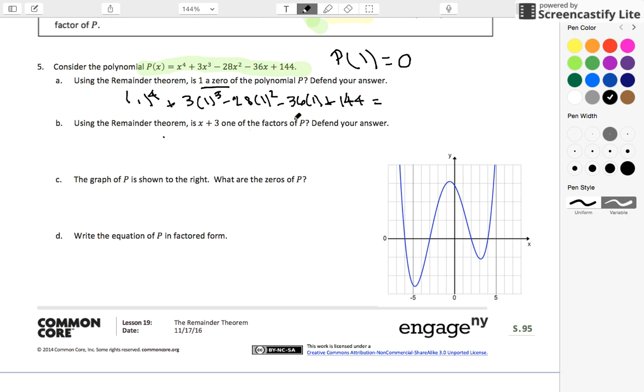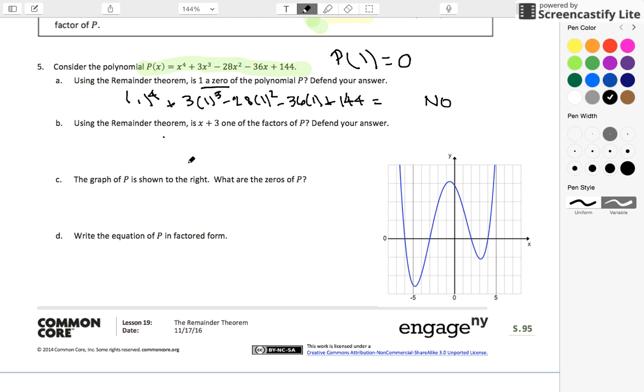When you type that into the calculator, you will find that it does not equal 0. Because that does not equal 0, we're going to say no. 1 is not a zero of the polynomial because this did not equal 0.